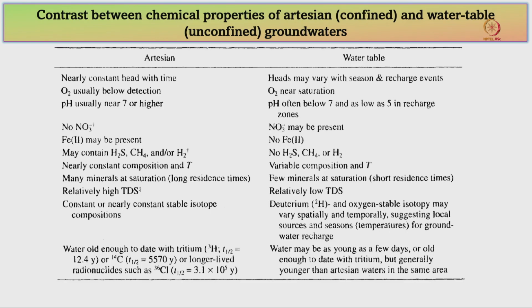Now, let us see some chemical properties, the differences between an artesian, that is a confined aquifer, and an unconfined aquifer. Okay. What do you have in an artesian condition? Artesian condition means that there are 2 layers of impermeable rocks, and you have the water table in between these 2 impermeable rocks. Okay. So, this is an impermeable layer, this is an impermeable layer, and you have the artesian water table.